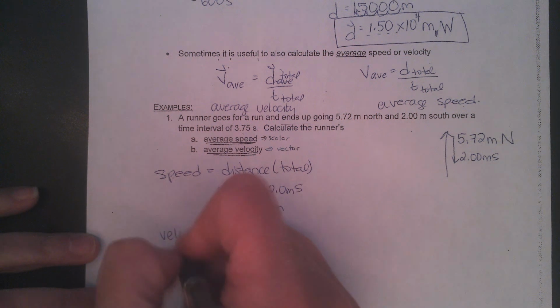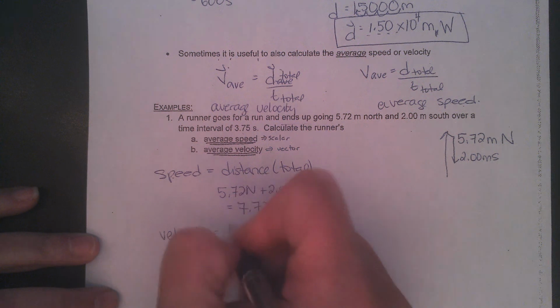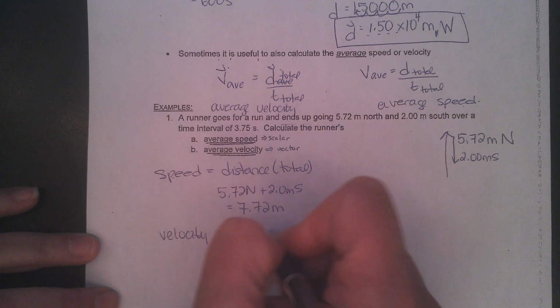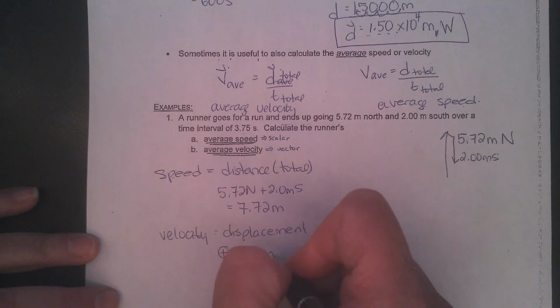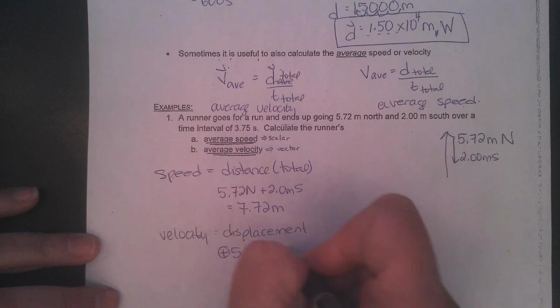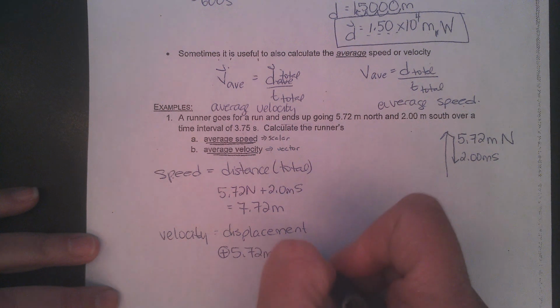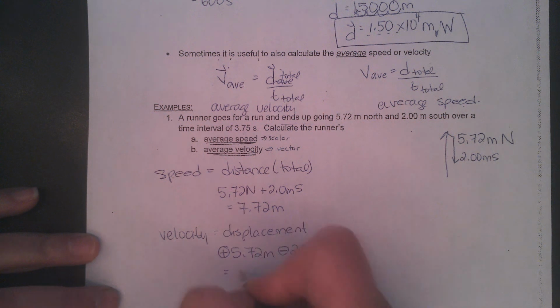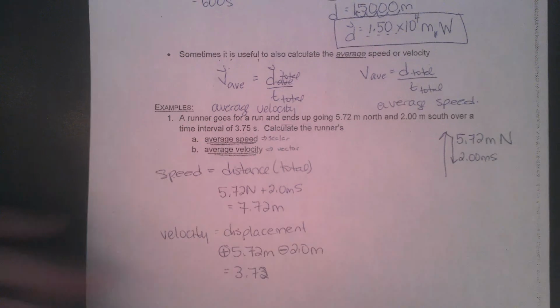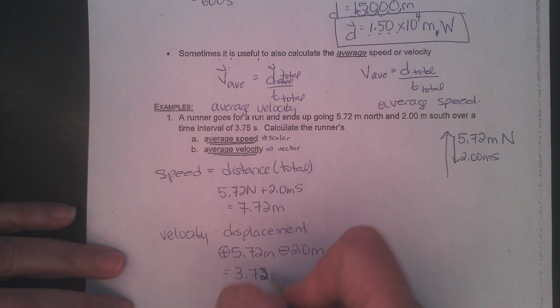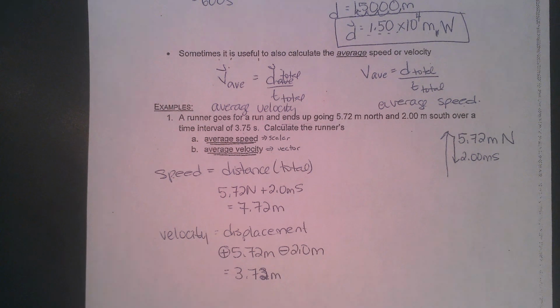If it was velocity, it's displacement. And so he went 5.72 meters north, and then he went 2.0 meters south. And so he actually only covered 3.72. His position, I should say, only changed 3.72 meters. So very important pieces of information that you need to know.